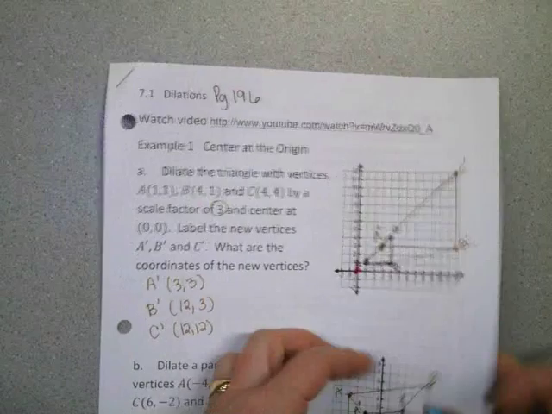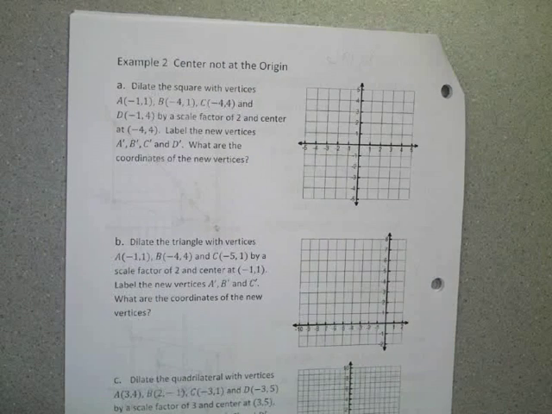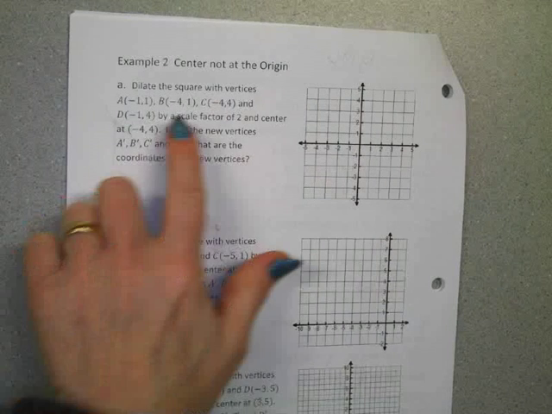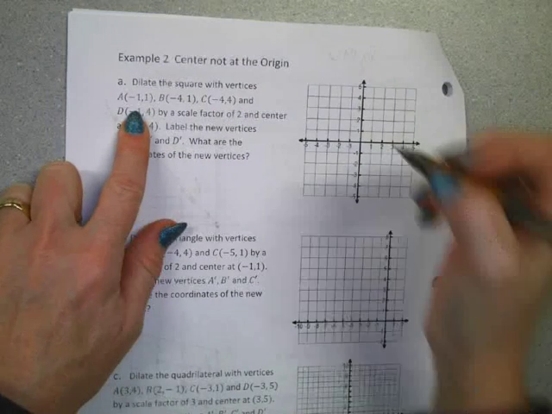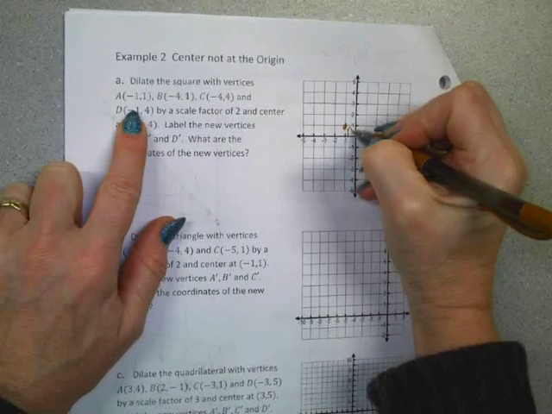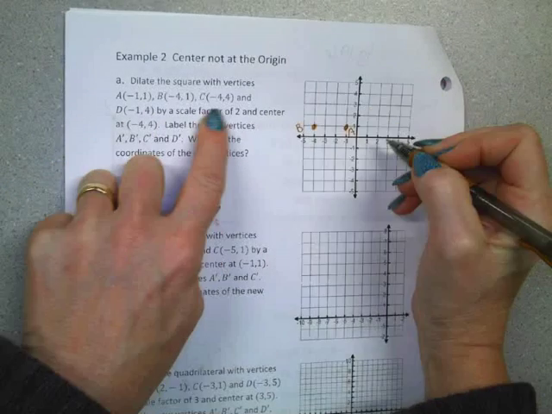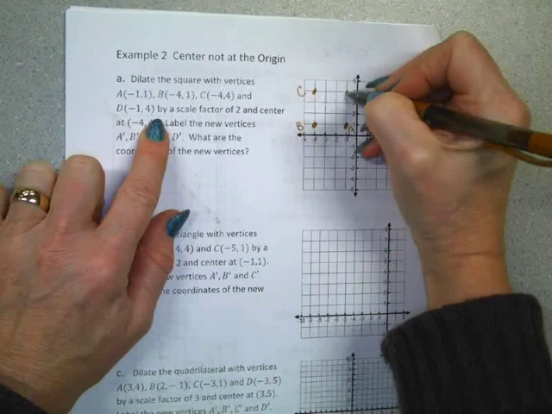So now let's do the second type. Now in the video they didn't do one like this, although they did reference it. In this particular case, the center of dilation is going to be on the shape, on one of the vertices. So first let's get our square done. Draw on our original square. So it's at negative 1, 1. That's my A. B is at negative 4, 1. C is at negative 4, 4. And D is at negative 1, 4.